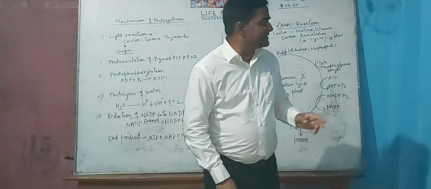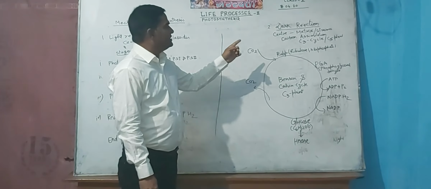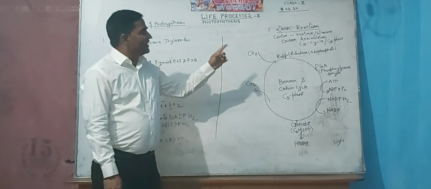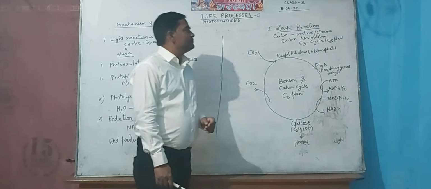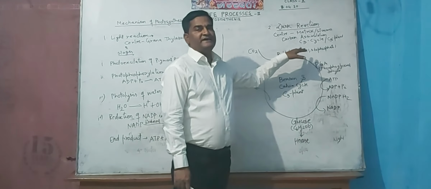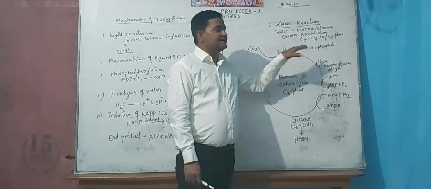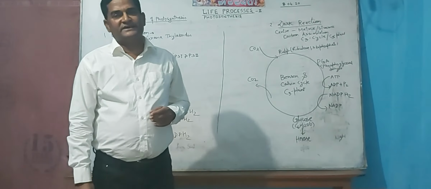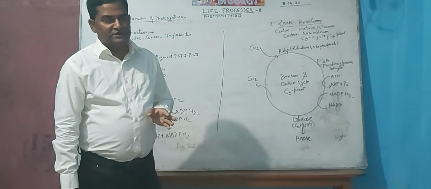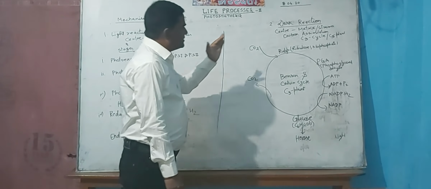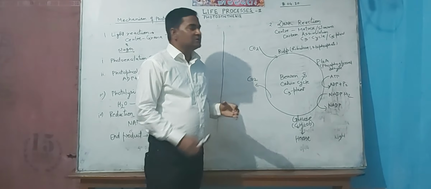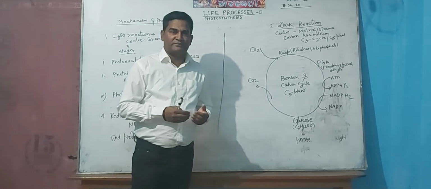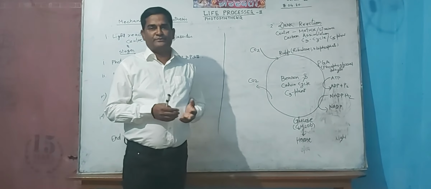And second is the dark reaction, children. Its main center is the matrix or the stroma of the chloroplast. Dark reaction mainly occurs in the C3 cycle in the C3 plant. This C3 cycle is also known as the Benson and Calvin cycle. These are two important scientists who discovered this cycle. It is carbon assimilation. The real meaning of carbon assimilation is the conversion of atmospheric carbon dioxide into glucose.